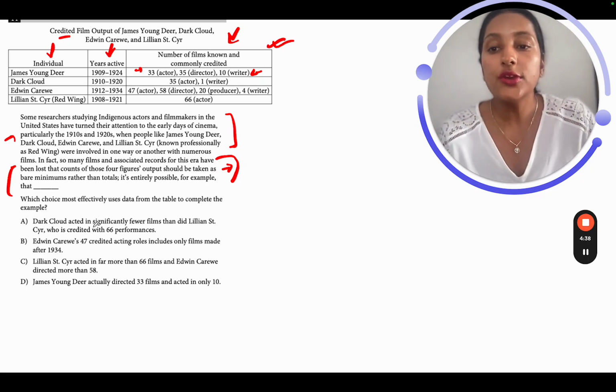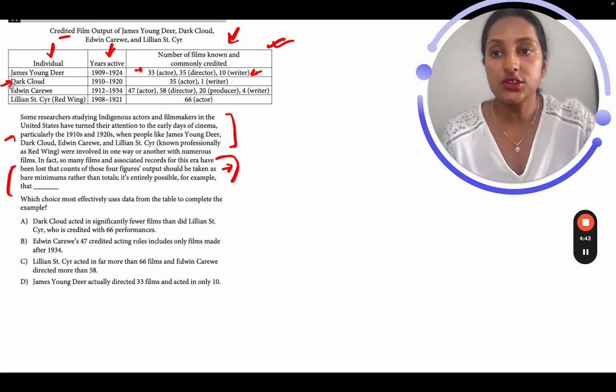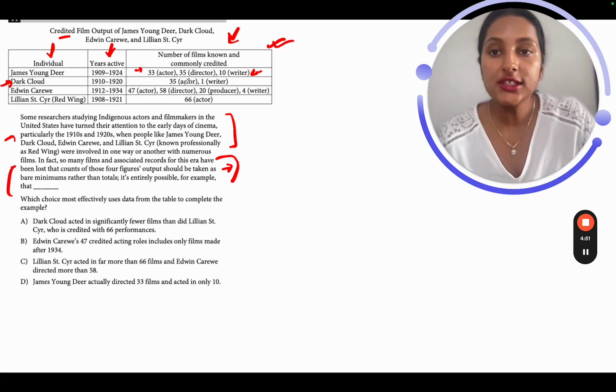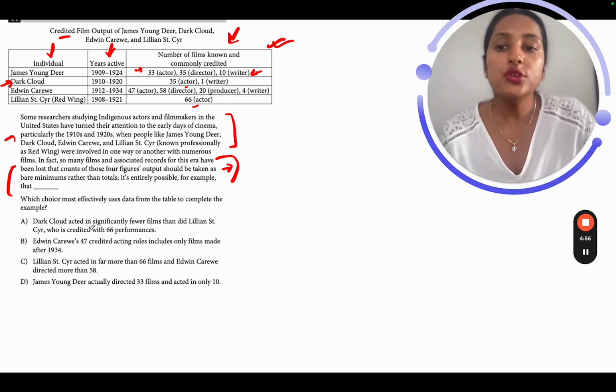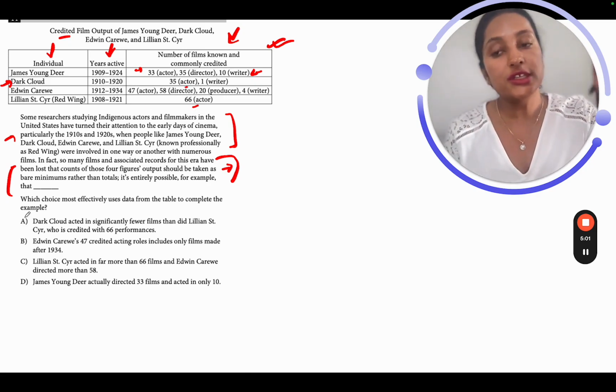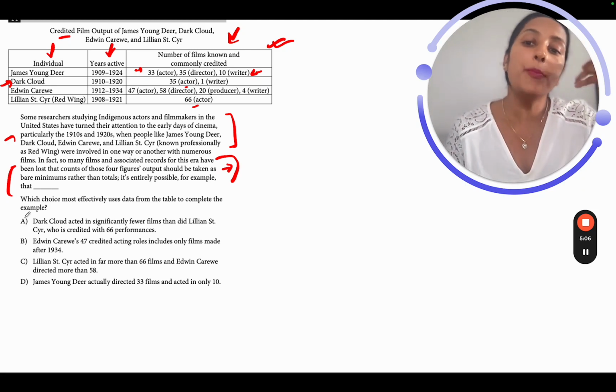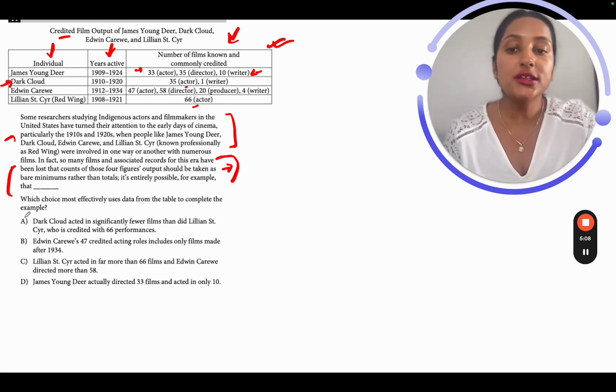A. Dark Cloud acted in significantly fewer films. Okay, let's identify where Dark Cloud has been discussed. So it's here. Acted in significantly fewer films than did Lillian. So let's see the number of films he acted in. 35, Lillian 66. Okay, great. Who is credited with 66 performances. Alright, but the problem with this option is that it's showing some data that's already there in the records, but it's not really supporting the fact that the number of films they were associated with was definitely more than the numbers given in the record.